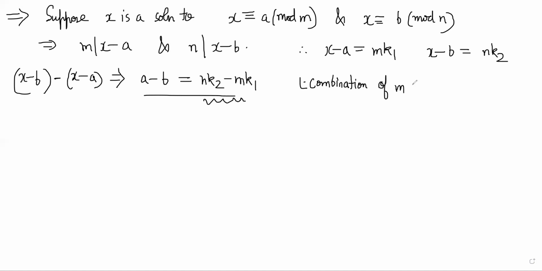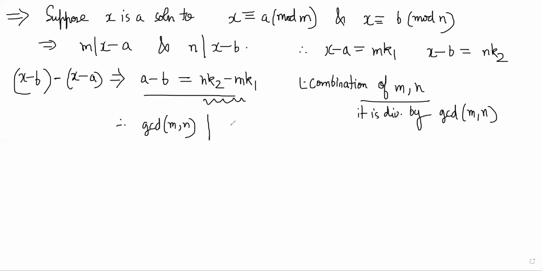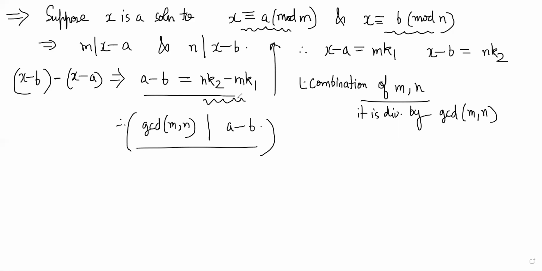So this side is a linear combination of m and n, so it is divisible by GCD of m and n. Therefore, we can say that GCD of m and n divides a minus b, right? So this is one side of it: if you have a solution to this, then obviously GCD of m and n should divide this. So only if this happens will there be a solution.